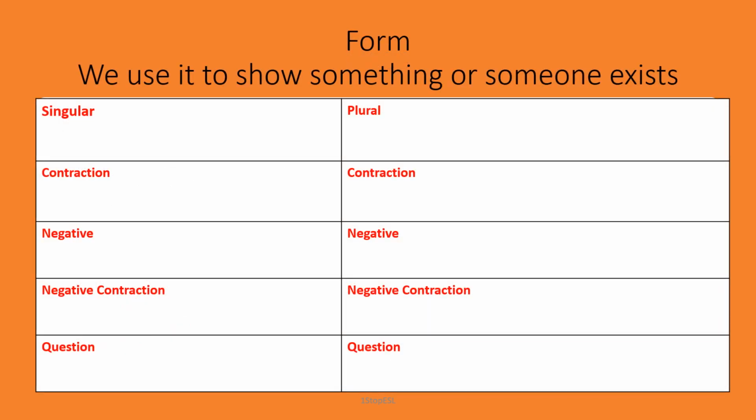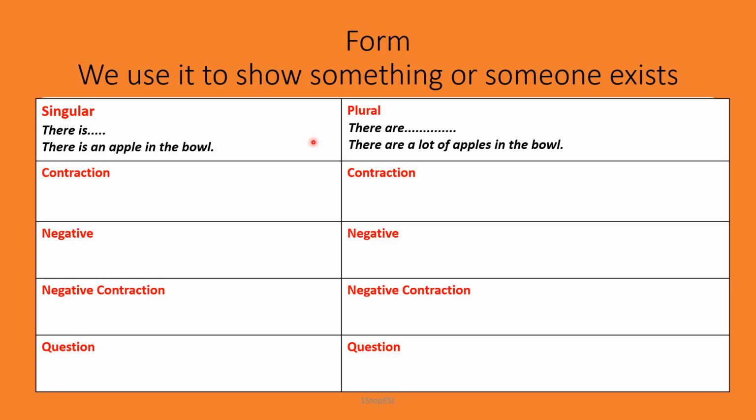Form. Singular and plural. There is an apple in the bowl. Plural form. There are a lot of apples in the bowl. We can also use contractions. There's an apple in the bowl. There are a lot of apples in the bowl.